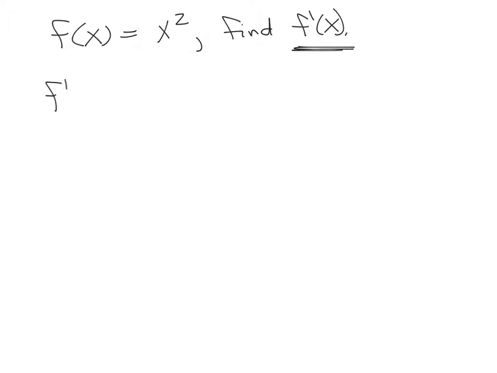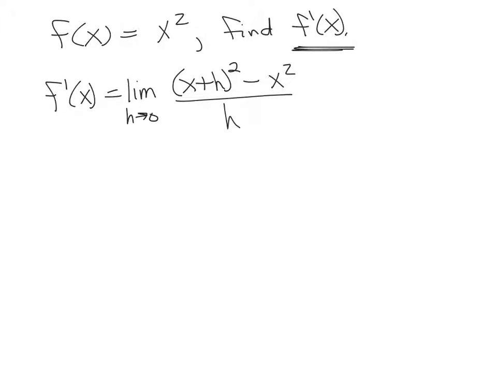So now I can say that f prime of x equals the limit as h approaches 0. In this case, f of x plus h is x plus h the quantity squared, and f of x is x squared. So now I've filled in everything, and at this point I need to simplify so that I can take my limit.